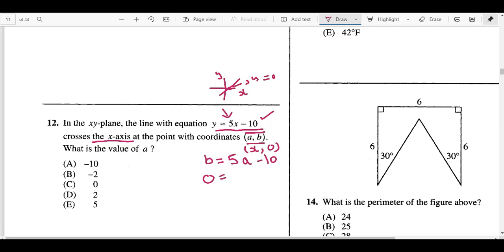This equals 5a minus 10. And now we simply need to find a, right? So a is 2. So D is the answer.